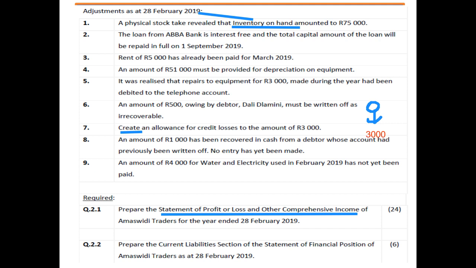So every time you create, it means you must check the difference. Ne? What is the difference between 0 and 3,000? 3,000. So that difference will be an expense. Why do I say that? Because in future you will see that you are going to have something. Let's say it was something like 1,000 rand. Ne? Let's say it was not 0. It was 1,000. Remember, if it was 1,000, it will be shown here.